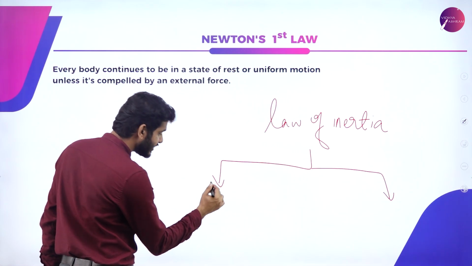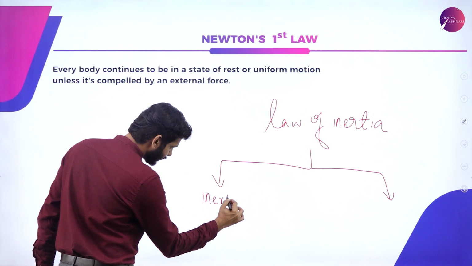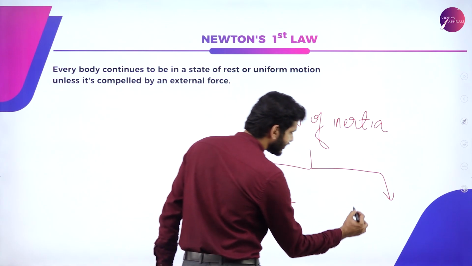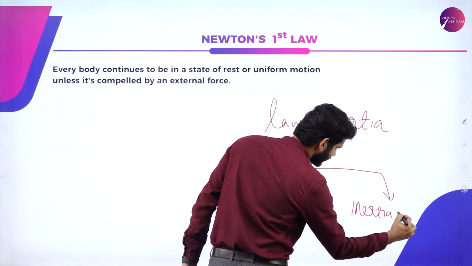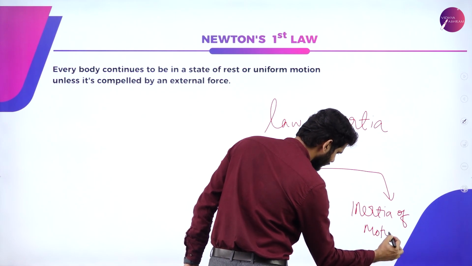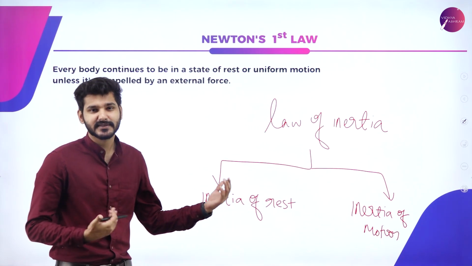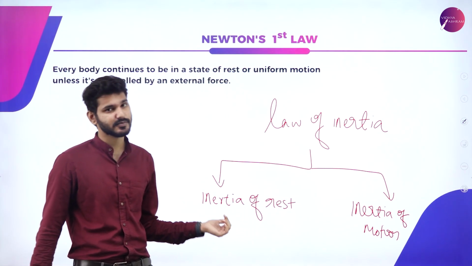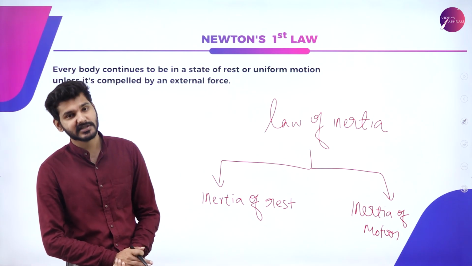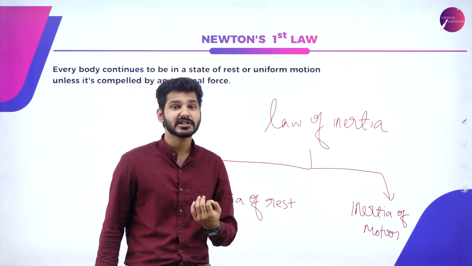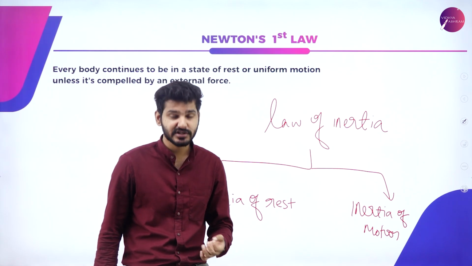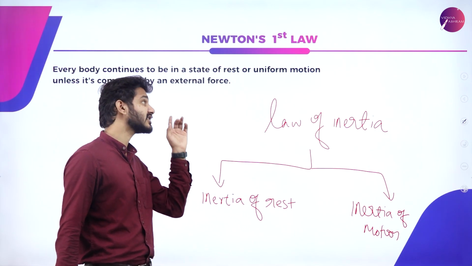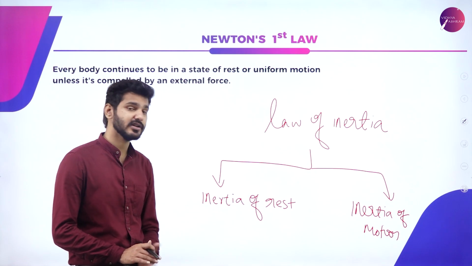That is, inertia of rest and inertia of motion. Your book gives these two definitions. Your NCERT dictates that there is inertia of motion and inertia of rest, but the law of inertia itself is sufficient. You just have to know that an object which is in motion will continue in that motion, or an object at rest will continue to be in that state of rest unless an external force is acted upon it. That is the law of inertia.